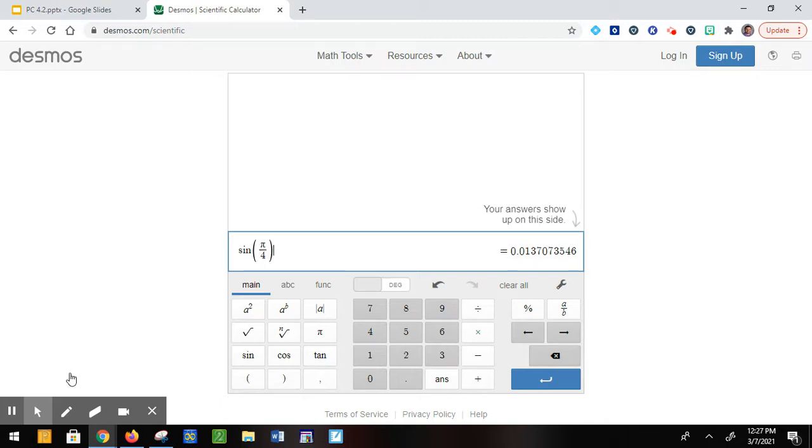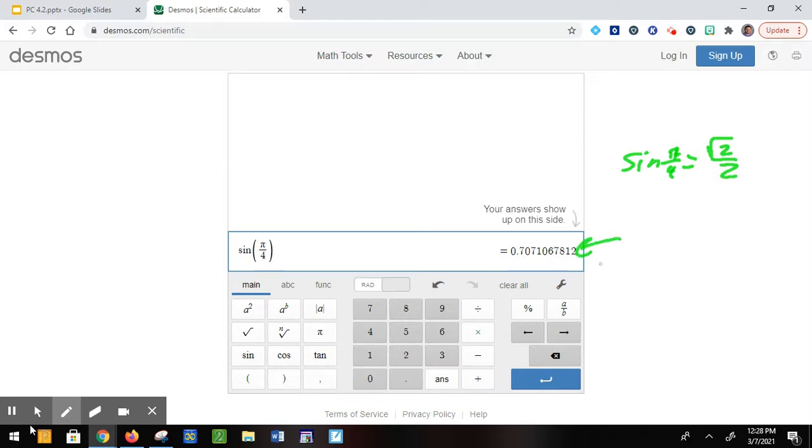Okay, that didn't really matter. But anyway, so sine of pi over 4 is considered that. But notice I'm in degree mode. I actually want to be in radian mode. We already talked about how sine of pi over 4 is equal to root 2 over 2, right? This is what I'm getting on the calculator.